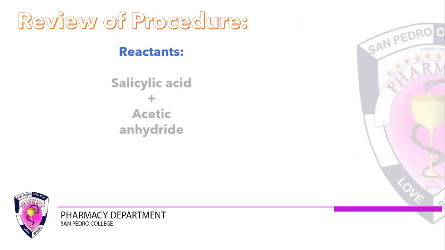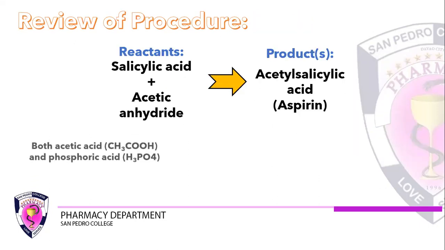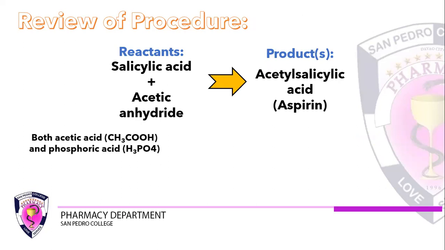Now, these are some of the points you should know during the experiment. One of the byproducts of our reaction is acetic acid. Then the catalyst, which is phosphoric acid, was also added during the experiment.